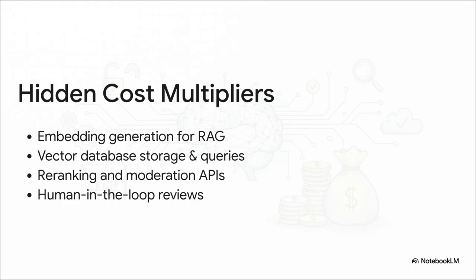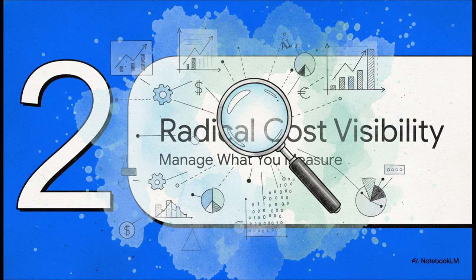The crazy part? None of this ever shows up as a neat little line item on your primary vendor invoice, and that is exactly what gives CFOs night sweats. But make no mistake, it's draining your budget all the same. Section 2, establishing radical cost visibility.